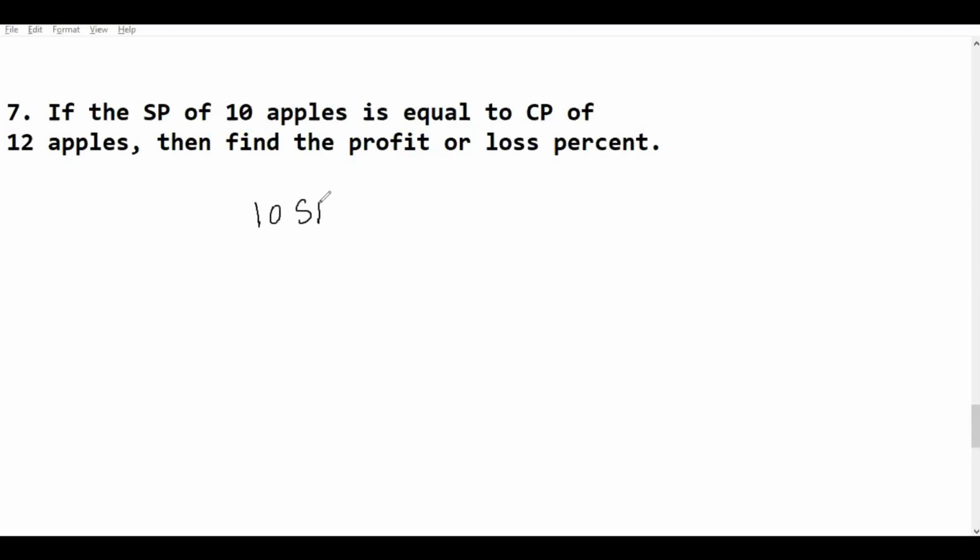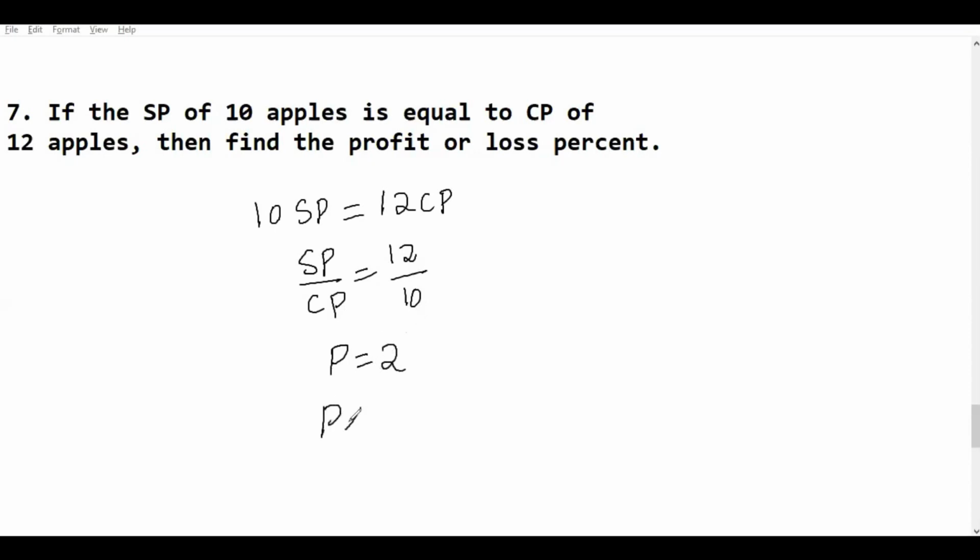10 SP equals 12 CP. If you rearrange, SP by CP equals 12 by 10. So ask yourself a question. He bought it for 10 rupees and is selling it for 12 rupees. So definitely that fellow is going to get a profit of 2 rupees.